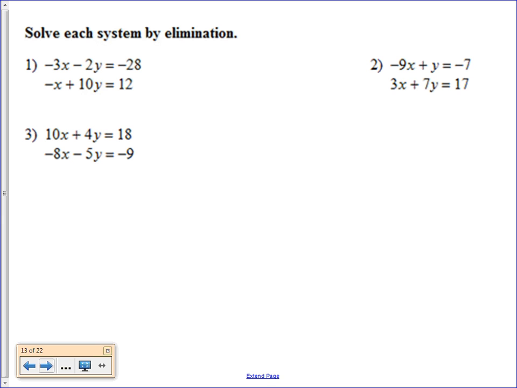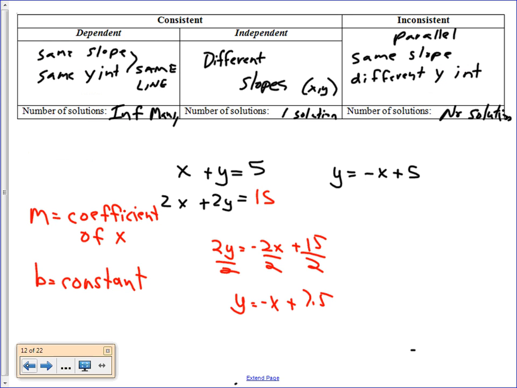these problems here. The directions say solve it by elimination. But just to go over one more of these, I'm going to take number 1 here, and if you need me to, I'm going to take number 2 and solve it by substitution. But real quick, I ought to be able to look at these problems right here and notice right off the bat that these are all systems that have different slopes. Since they have different slopes, I know the system is independent.